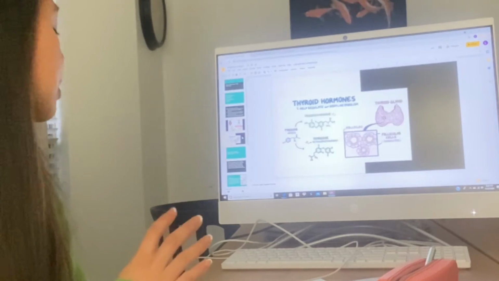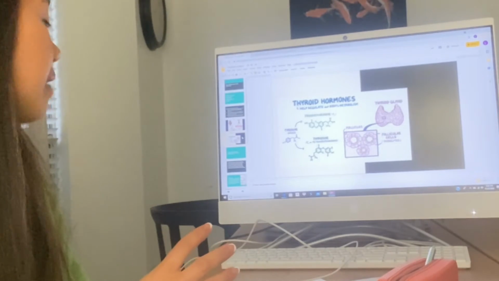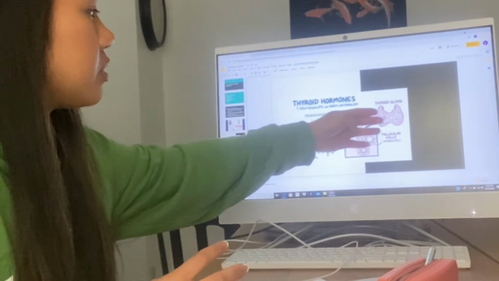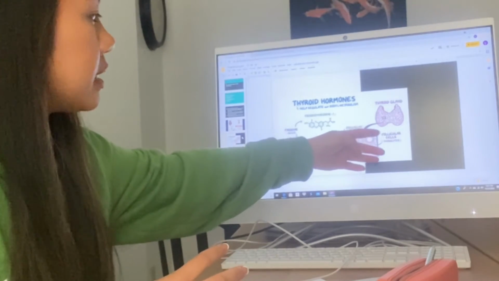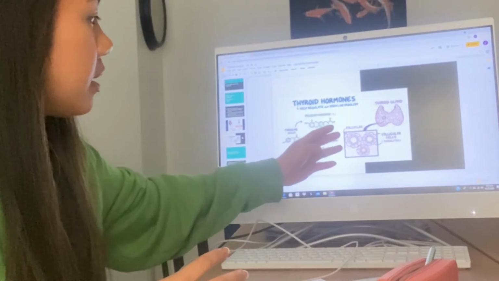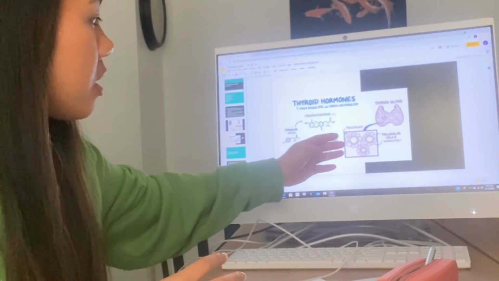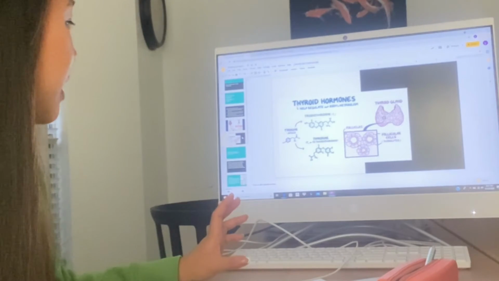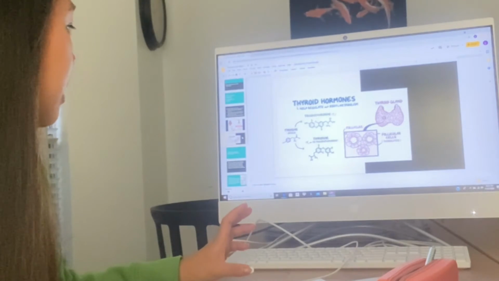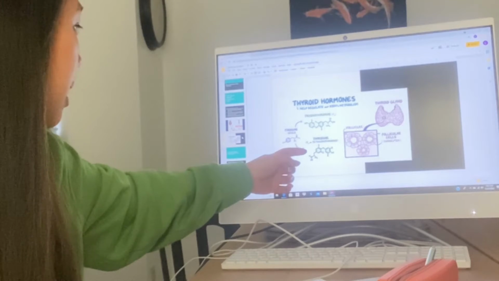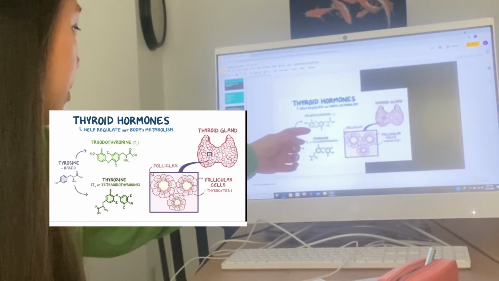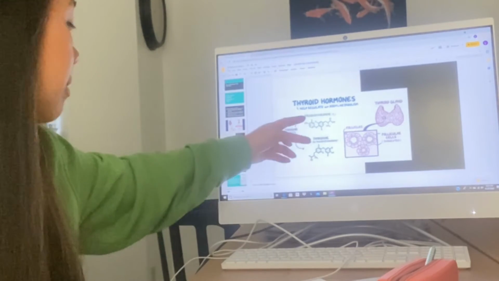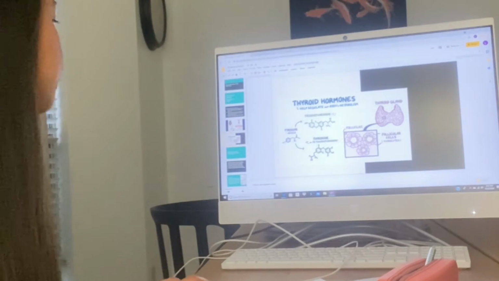So here's a closer look at specifically the thyroid gland, which is located surrounding the trachea and the larynx area. It is made of follicle cells. So those are what it looks like. It looks kind of like a flower in my opinion. And here is thyroxine, which is T4, and triiodothyronine, T3. Those are the two types of hormones created.